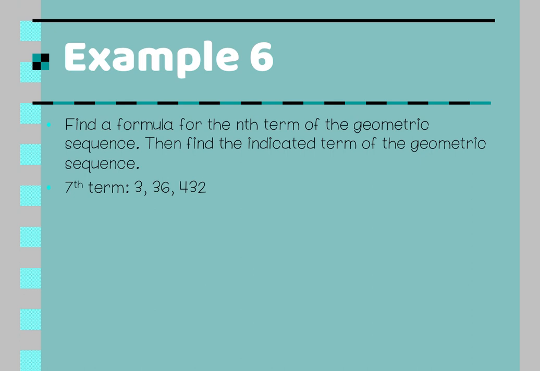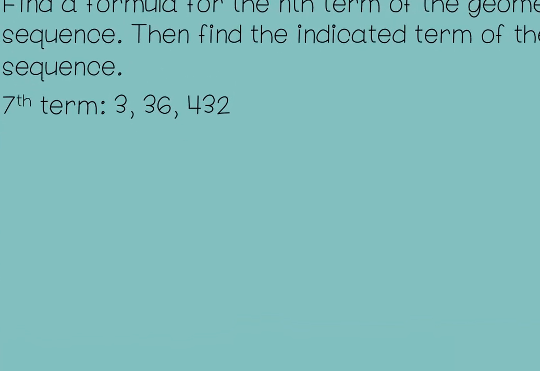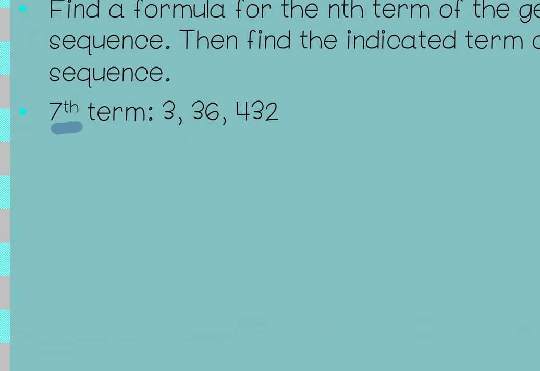Example 6, find the formula for the nth term of the geometric sequence. Find the indicated term of the geometric sequence. So first, I know I'm going to eventually find the 7th term. That means my n is going to be 7 when I find that. And the sequence I'm given is 3, 36, and 432. It tells you it's geometric, so you just figure out the easiest pair, right? 36 divided by 3 would be what? 12. So r is 12. And I get a_n equals a1, which is 3, times r, which is 12, to the n minus 1.